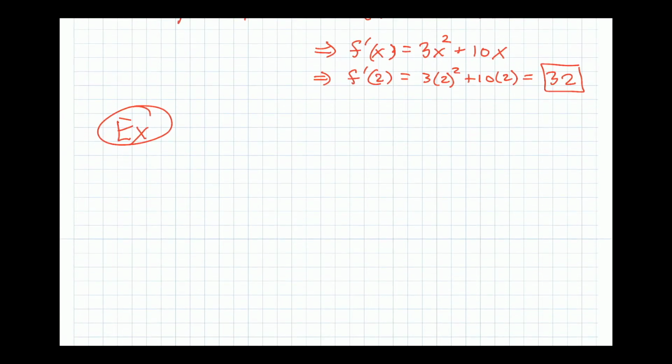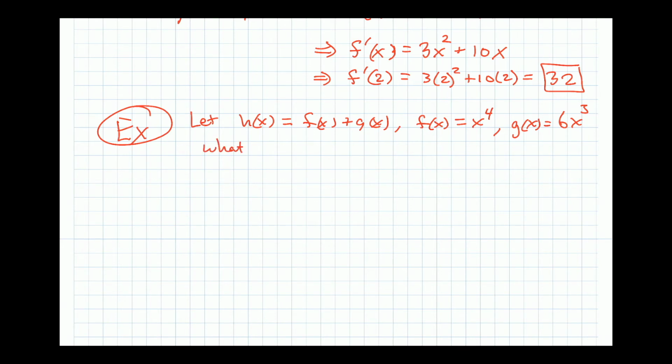Here's a good one. Yeah, this one will illustrate why, the way they ask them is a little awkward here. They say let H be F plus G. And F is x to the 4, and G is 6x to the 3. And they say, what is H prime negative 3?